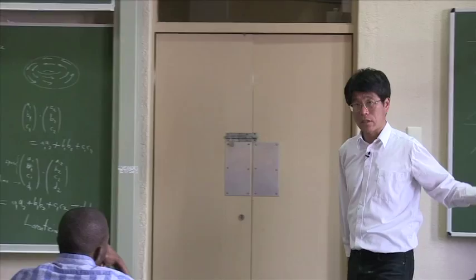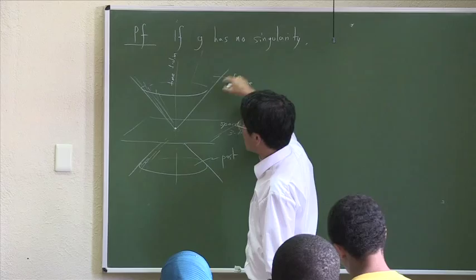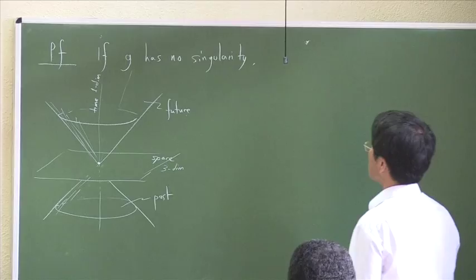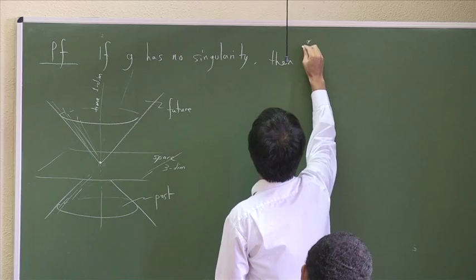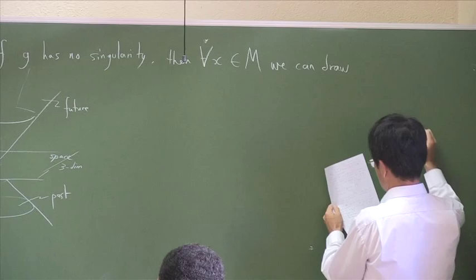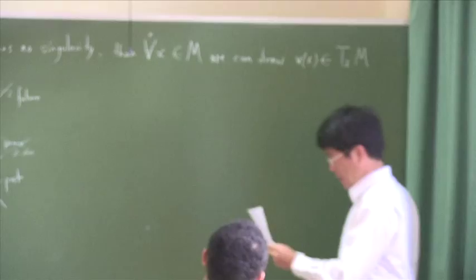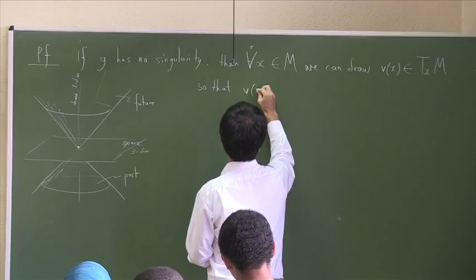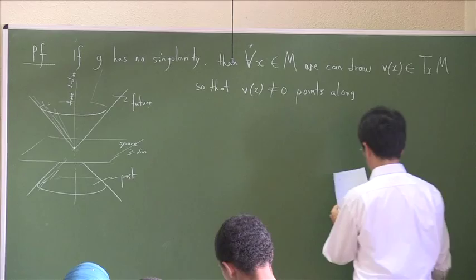Therefore, the only influence on you that can affect you is here, and the only events that you can affect in the future are here, and so on. But anyway, that's future and past light cones. So if G has no singularity, let's go back, then, as I have just drawn, at every point on the manifold, we can draw this space-time diagram, light cone diagram. And in particular, we can draw a vector tangent to the space-time so that V of x, non-zero, points or is directed along the average future direction.